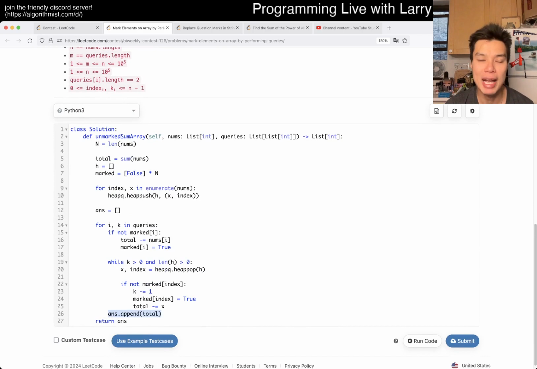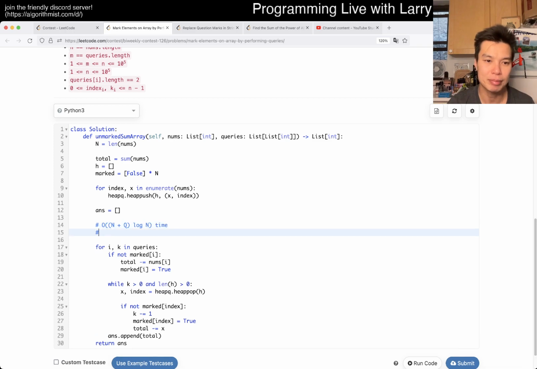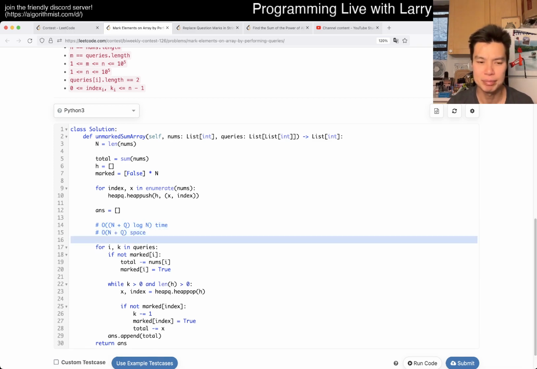Yeah, this is going to be n log n because we have a heap, we put everything inside. And this is also okay, n log n plus q log n, because this is all of q, the q number of queries. So this is going to be all of n. You would also say n plus q log n, right? Time, and all of n plus q space, right?